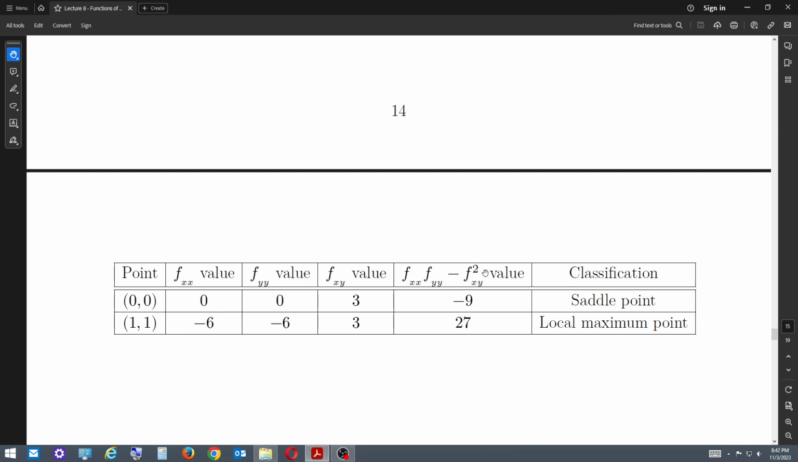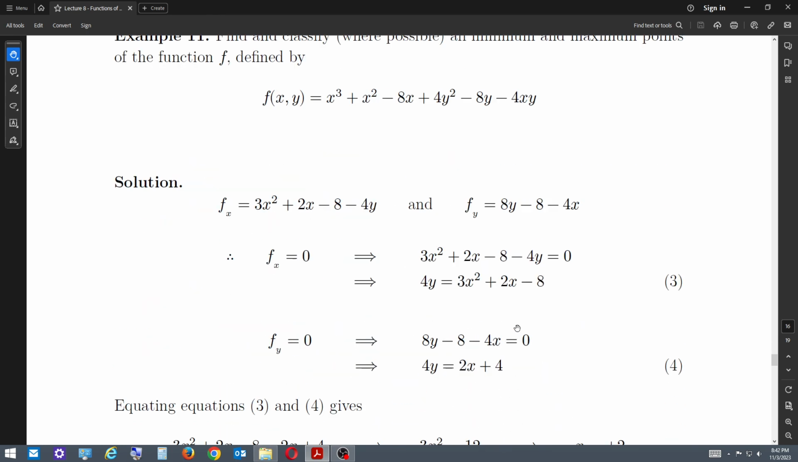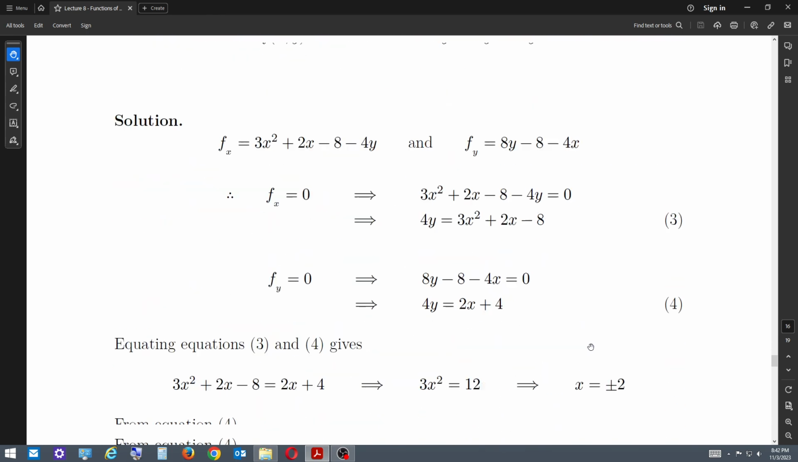Alright, now when it's in this table form, it's much easier because, well, the saddle point is straightforward. But for the maximum point, when you see a positive value here, then you look across here and see, is this negative or positive? As long as it's negative, it's going to be a maximum point. If it's positive, it's a minimum point. Alright, so it's pretty straightforward. I will look at one more example here.